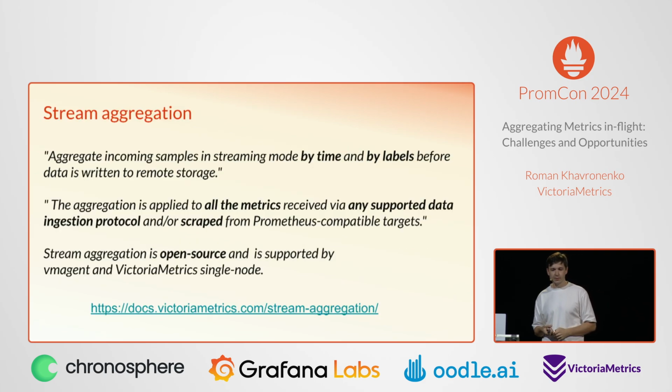So stream aggregation allows you to aggregate incoming data by two dimensions, by time and by labels, before data gets written into the storage. As I said, it's open source. It's supported by the VictoriaMetrics metrics collector called VMagent, and by the VictoriaMetrics single node installation, which is like Prometheus, a single binary TSDB.